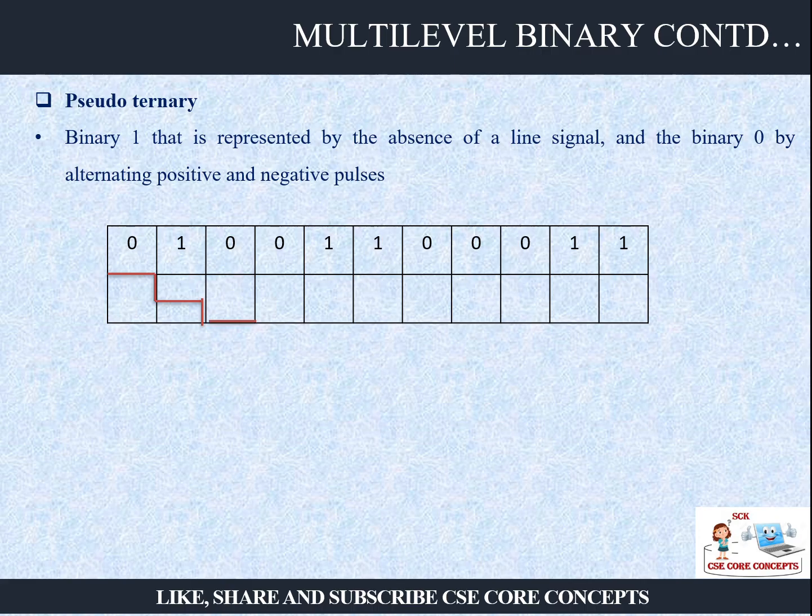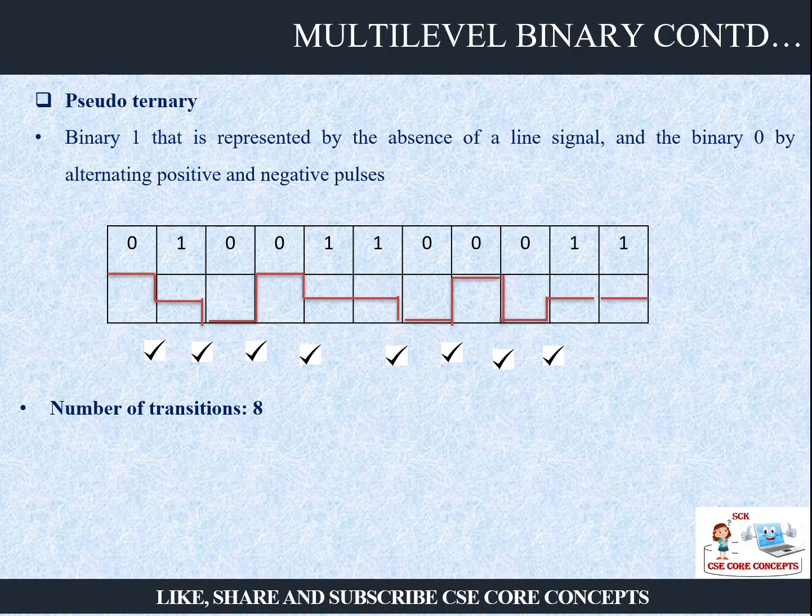For the 0 we will have a low signal. Now next 0 will have a higher signal, then followed by 2 no line signals for 2 consecutive ones. Then a lower signal for the first 0, a higher signal for the second 0, and again a lower signal for the third 0, followed by no line transitions. So let us compute the number of transitions: 1, 2, 3, 4, 5, 6, 7, 8. So here we have 8 transitions.